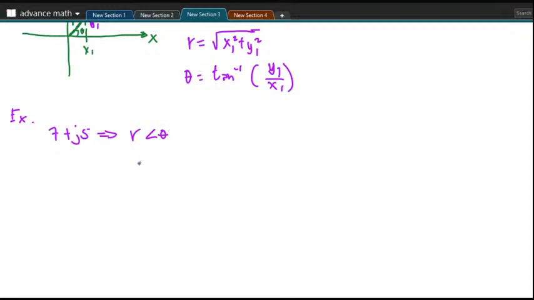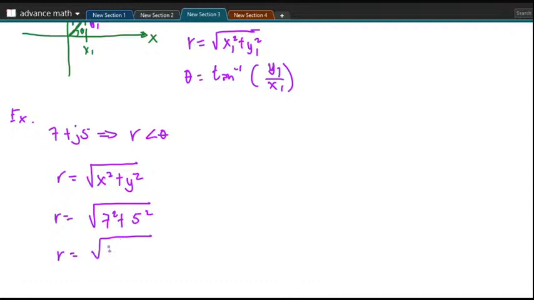To convert this, we first get our r. Our r is equal to the square root of this. I used x sub 1 and y sub 1, but we could use x and y, where x is our real part and y is our imaginary part. In this case, our x is 7 and our y is 5. So we have r equals the square root of 7 squared plus 5 squared. Sorry for that. So r is equal to the square root of 49 plus 25.